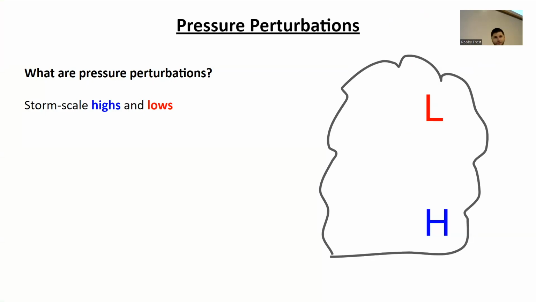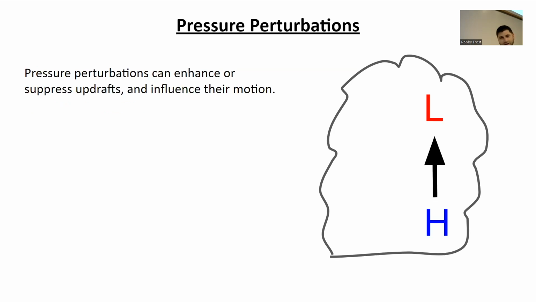The first thing, let's introduce pressure perturbations. What are pressure perturbations? They're essentially storm scale highs and lows that are generated based off the interaction of an updraft and shear. What we're really trying to figure out with all of this is the development of pressure perturbations, because this is going to drive everything else. Pressure perturbations can enhance or suppress updrafts depending on if the motion is directed upward or downward.